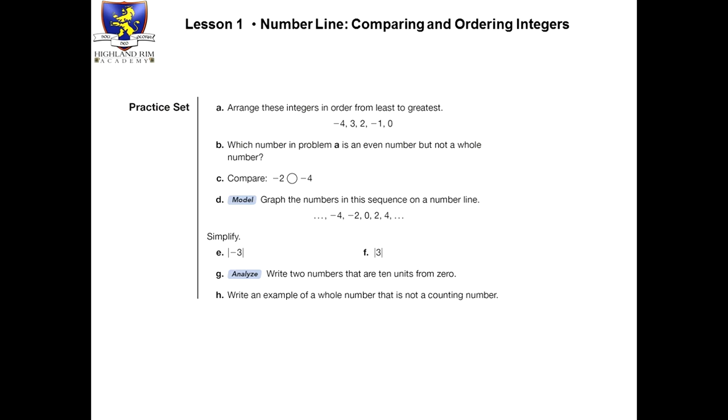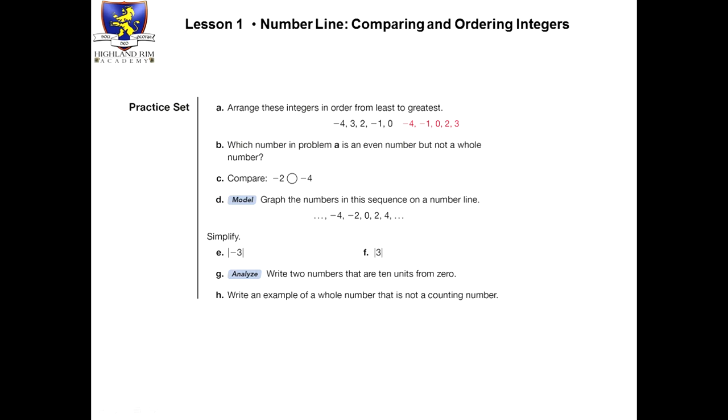And finally, now we get to the practice set. Number 1, letter A, says arrange these numbers in order from the least to the greatest. Okay, so -4 and -1 are negative, so it's got to be one of them. -4 is farther to the left, so -4 is the least, -1 is next, 0 is next, then 2, then 3, right? Just how it's set up on a number line.